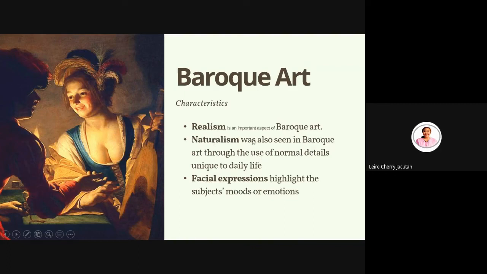And also, nandun din yung idea of naturalism. Sa naturalism naman, this is also seen in Baroque art through the use of normal details. Normal details, yung mga normal na nakikita natin sa isang pangyayari o sa isang bagay. Yan, that is unique to daily life. So, another is yung facial expressions were highlighted in the subject. The facial expressions highlight the subject's moods or emotions. So, nakikita yung feeling of happiness, sadness, yung fear, mga ganyan. So, kitang-kita siya sa facial expressions ng mga subject dun sa painting. So, those are the different characteristics of Baroque art.